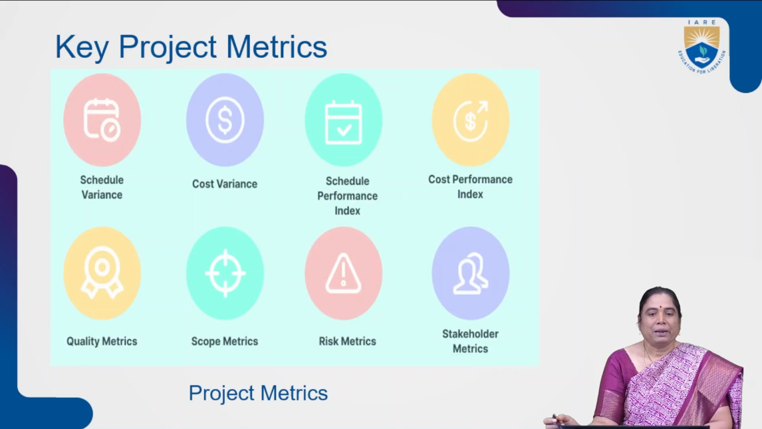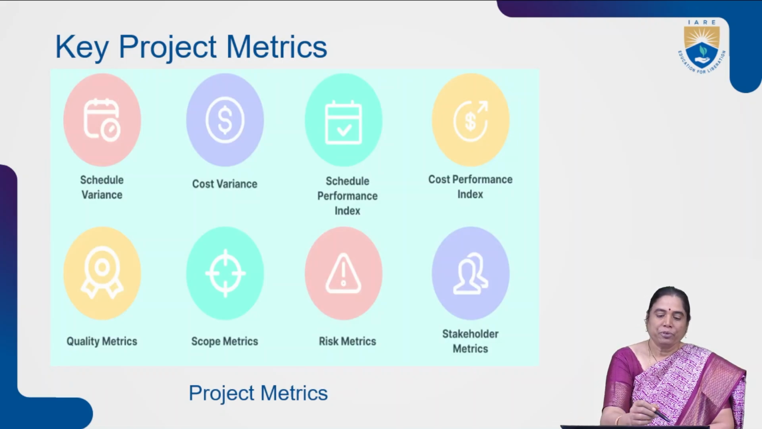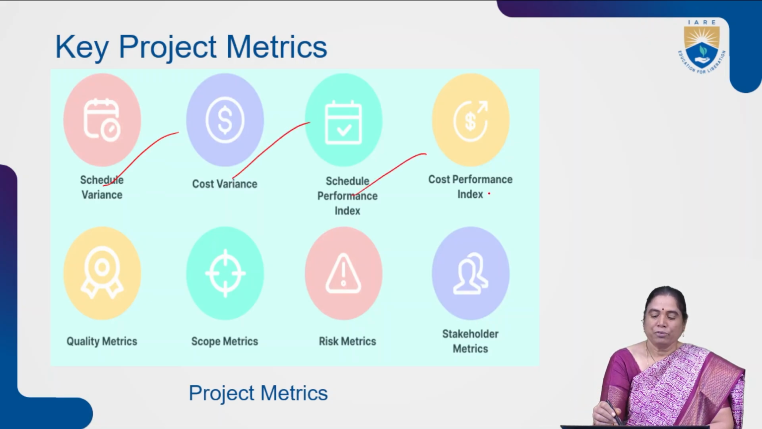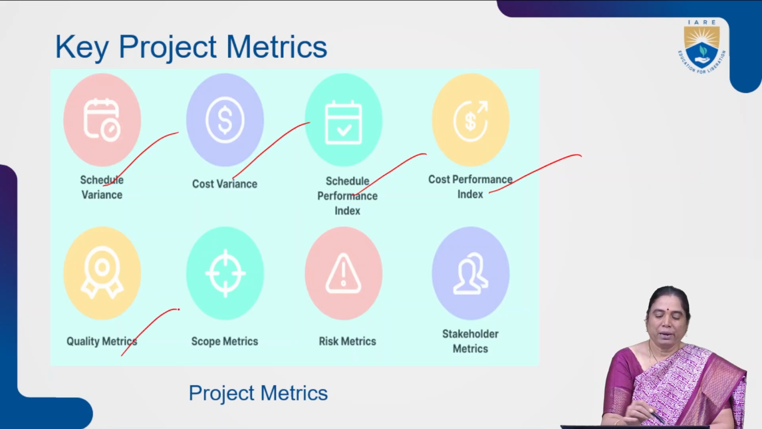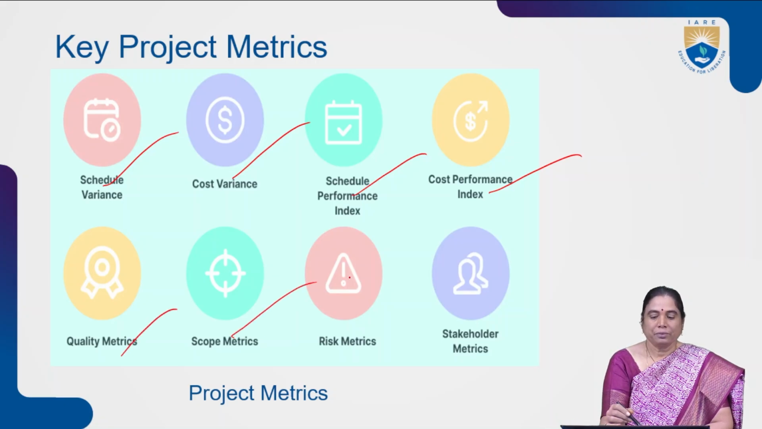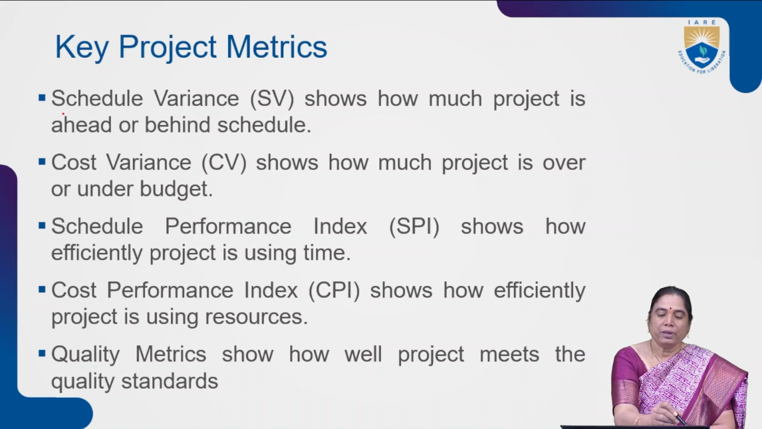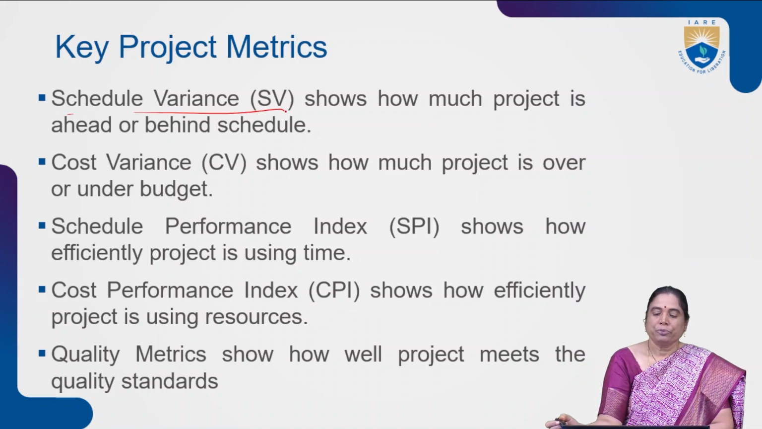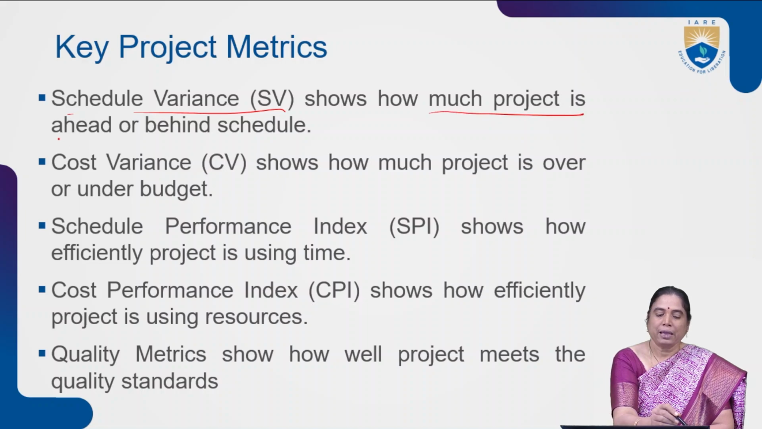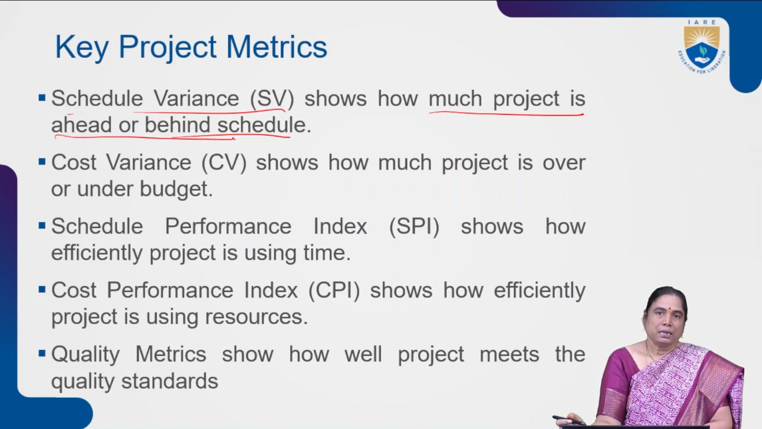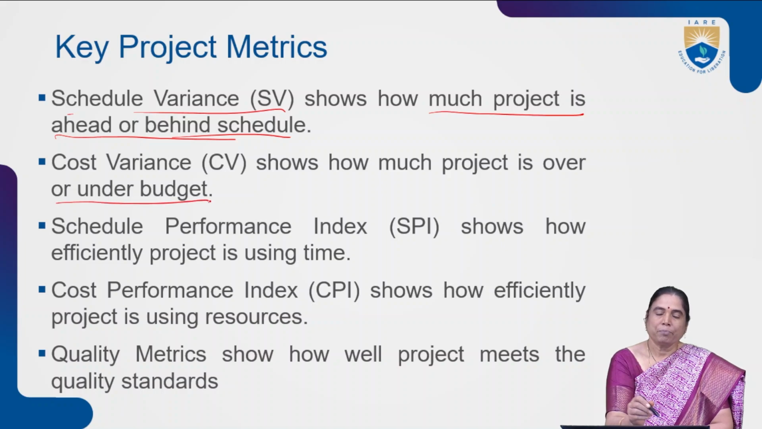The key project metrics are generally classified into schedule variance, cost variance, schedule performance index, cost performance index, quality metrics, scope metrics, risk metrics, and stakeholder metrics. Schedule variance is the parameter used to show how much the project is ahead or behind the planned schedule.